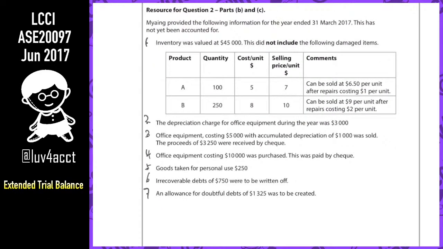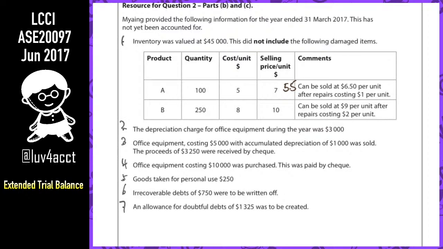Inventory was valued at 45,000 and did not include the following. Okay, so this is IAS 2 about inventory, lower of cost or NRV. Product A, the cost is 5 and it can be sold at 6.5 after repairing cost of 1. So NRV is equal to 5.5. No impairment, so the inventory is equal to 5 times 100, that is 500. We include this amount.